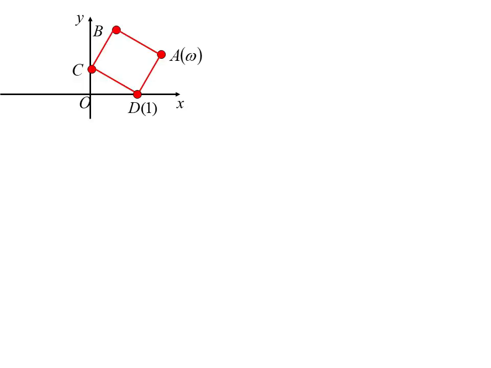So I've got this picture here. I haven't actually said it, that's a square. All I know is A and D. D is just sitting at 1 on the real number line. A is just some complex number, omega. How could I write B and C?